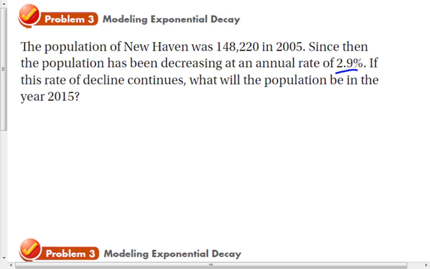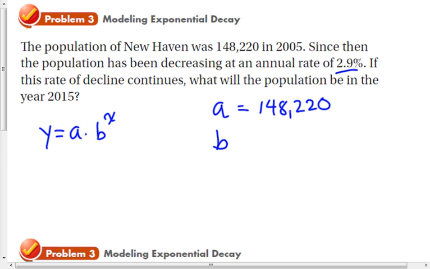Again, we're going to use this formula, y equals a times b to the x. We need to know what a is. And a is the initial population, which is 148,220. b is our decay factor. Now to get your decay factor, you're going to take 1 minus 0.029. Whenever it's a decay, we have to subtract the decay rate, and that's because what we want is the percent we're left with, not the percent we're losing.